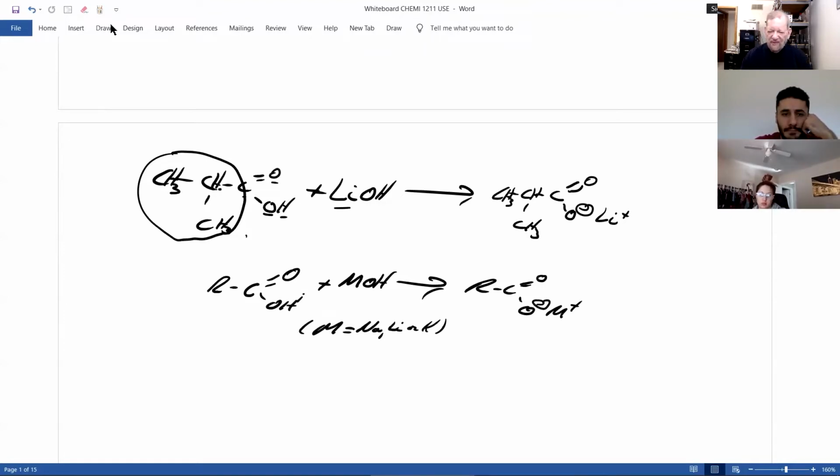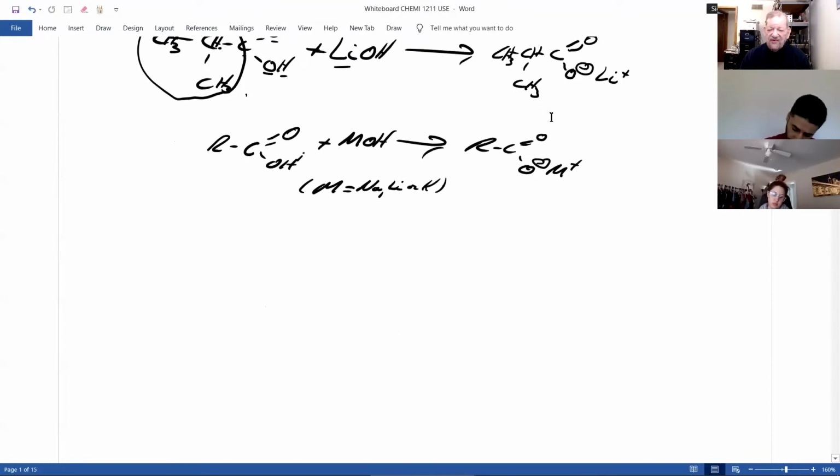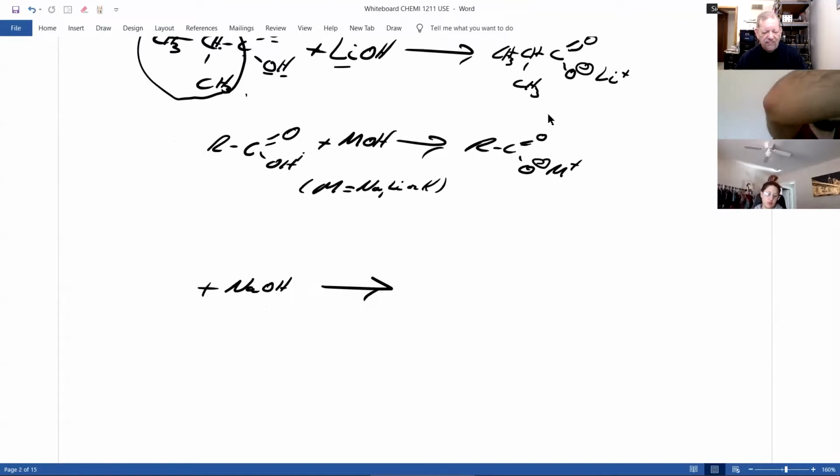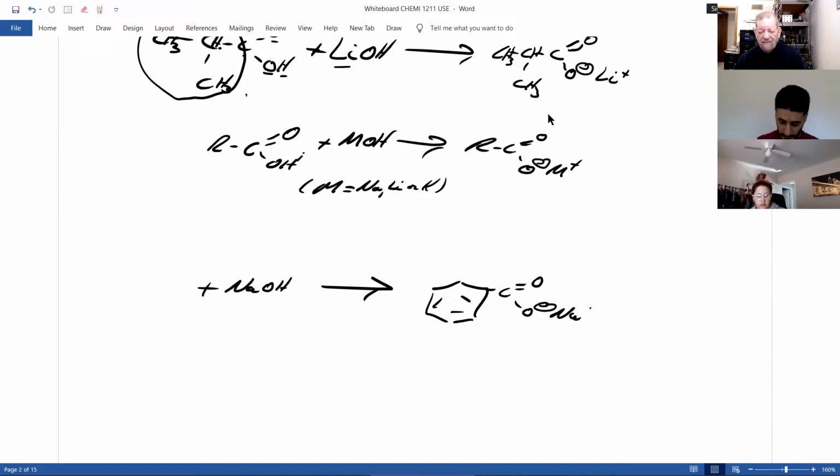Oh, let's do one more. On test 3, like test 2, I'll have 3 or 4 synthesis problems. And the question is, what do you react with sodium hydroxide to make that molecule?